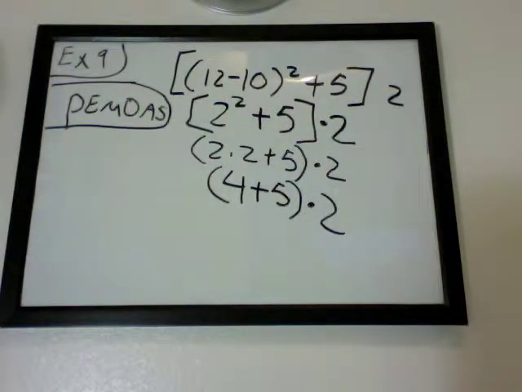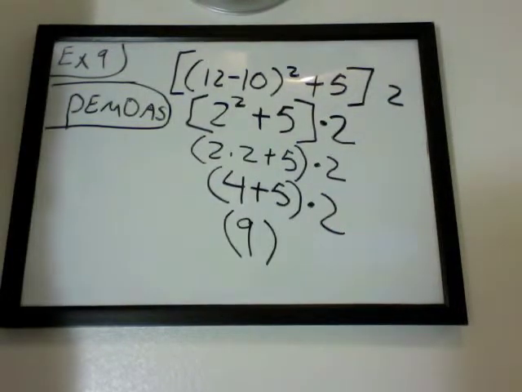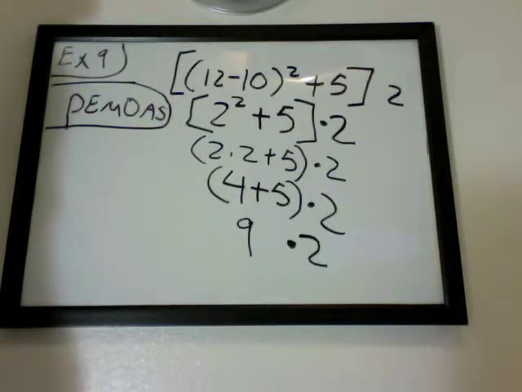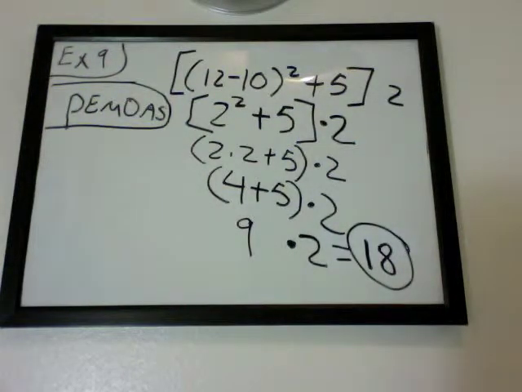So now you still have your parentheses we need to take care of. So 4 plus 5 is 9. And then we have the 2 also to bring down. And since we took care of everything in the parentheses, we can get rid of them now. So it's just 9 times 2. And 18 would be your final answer.